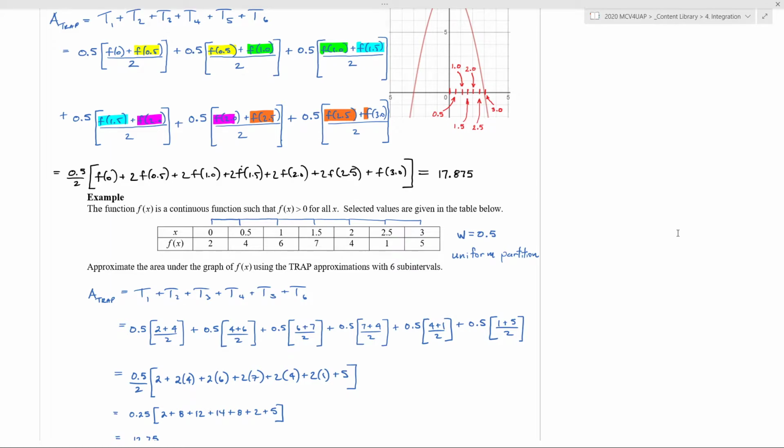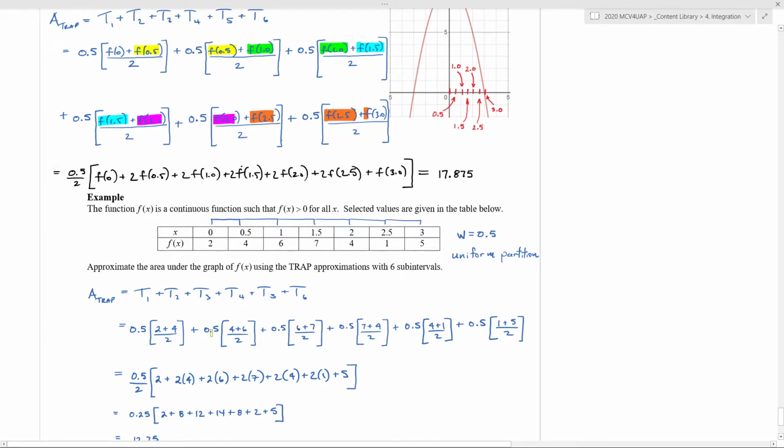And so that would give you 6 trapezoids. That's a uniform partition. 6 trapezoids. So you're going to add up the area of the 6 trapezoids. And I've written the area out there. It's 0.5 times the average of the heights of each trapezoid. So for the first trapezoid, it would be 2 plus 4 divided by 2. Multiply that by a half.